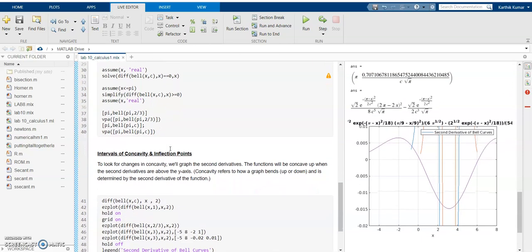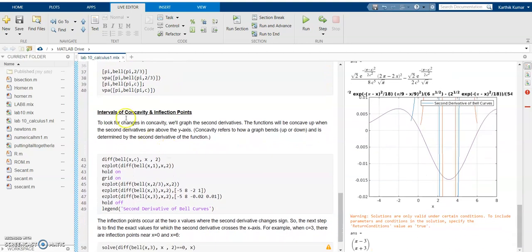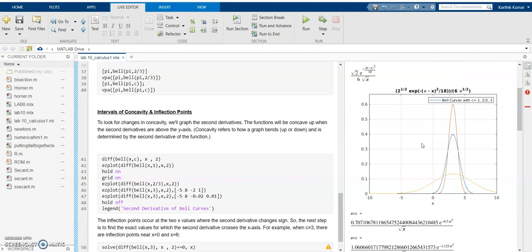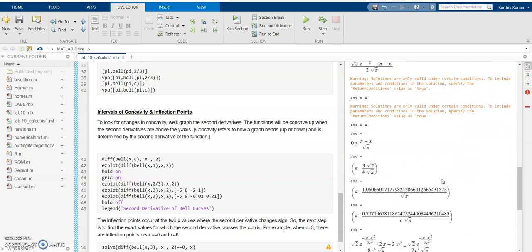Now let's go to the next concept, that is intervals of concavity and inflection points. Under this, we always look at whether the function is concave up or concave down. Now there is one more way of approaching this. We could say the function is concave up when the second derivative is above the y-axis. Okay, so that's what I'm trying to do here.